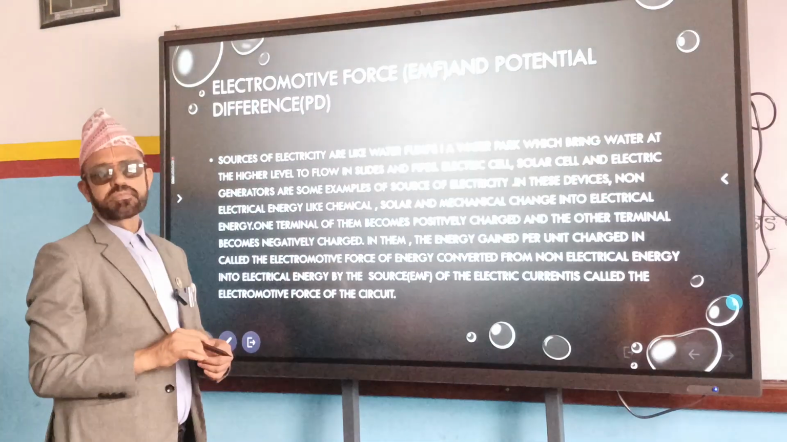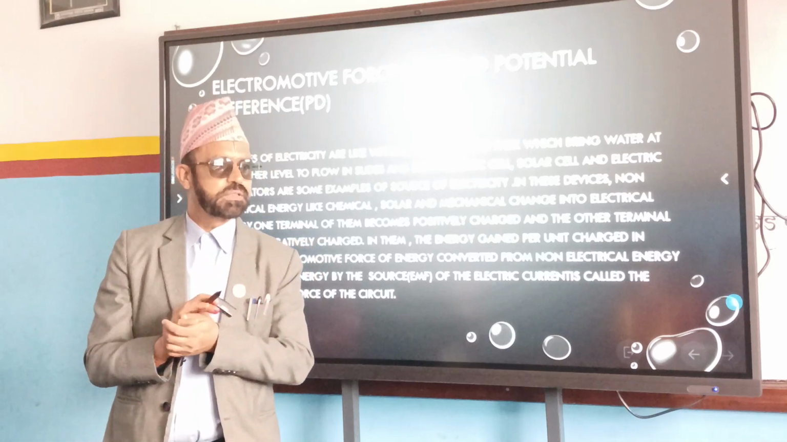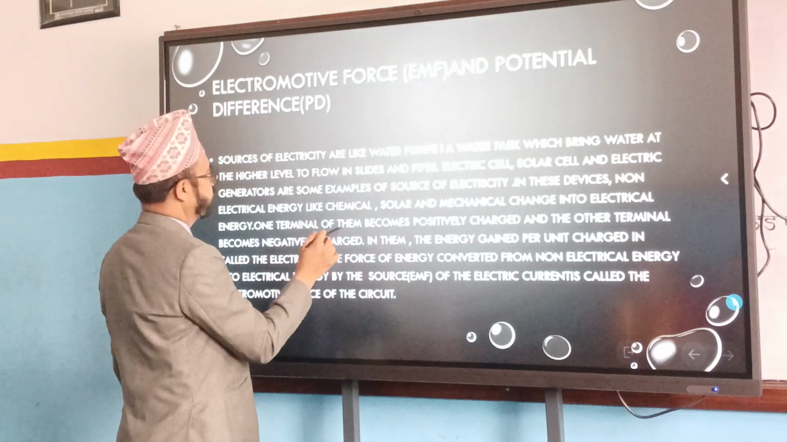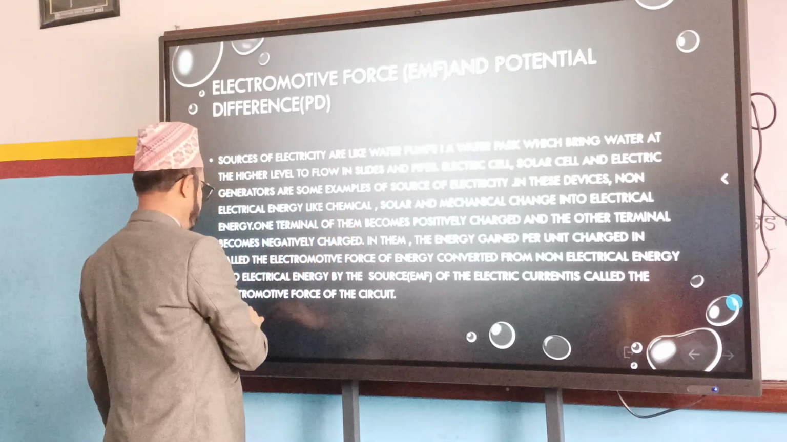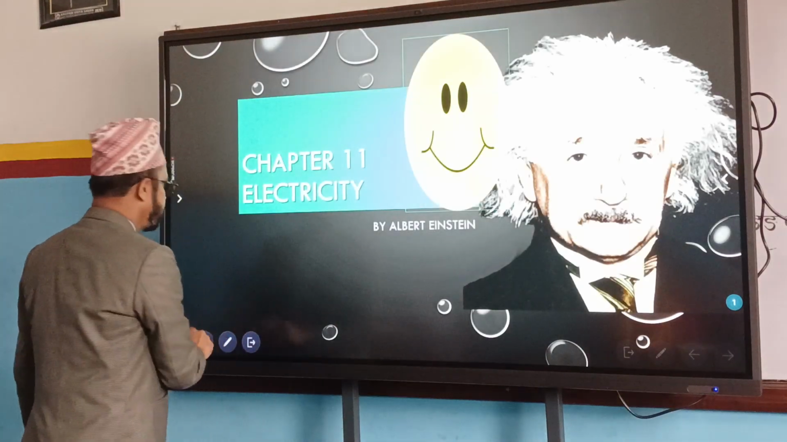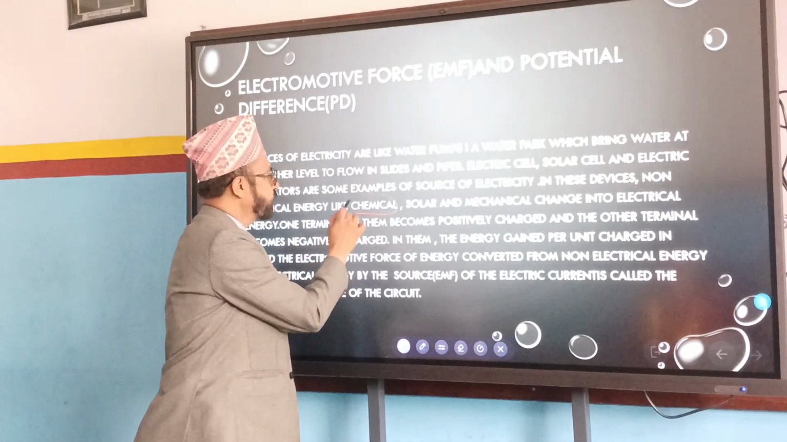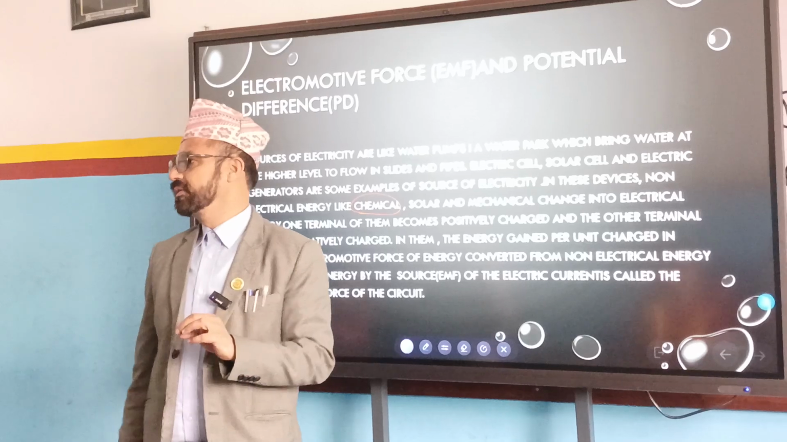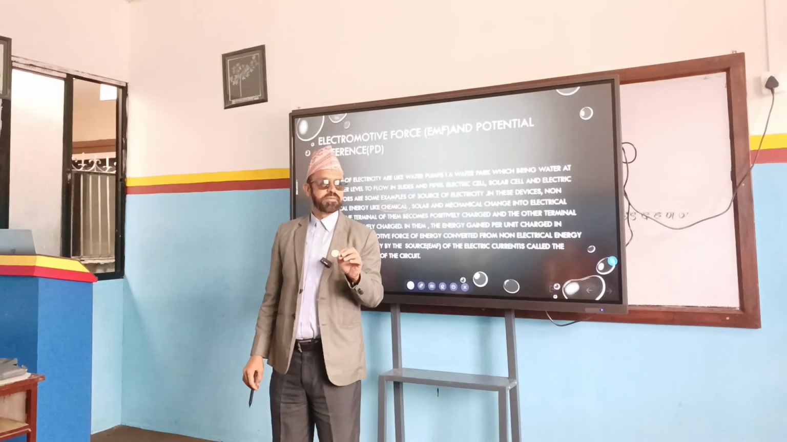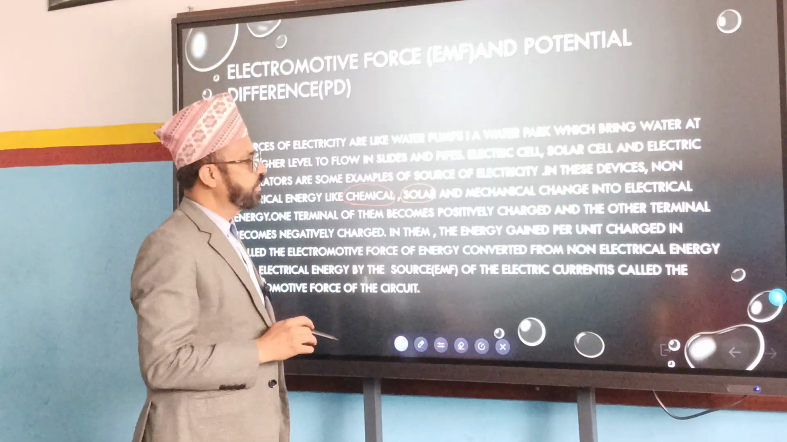We know electricity can be generated from different sources. Like what? From what can we get electricity? From chemicals. Can you get electricity from chemicals or not? Chemical means here we have to remember from petrol electricity can be produced. From diesel electricity can be produced. That is chemical, right? And from solar radiation also electricity can be produced.